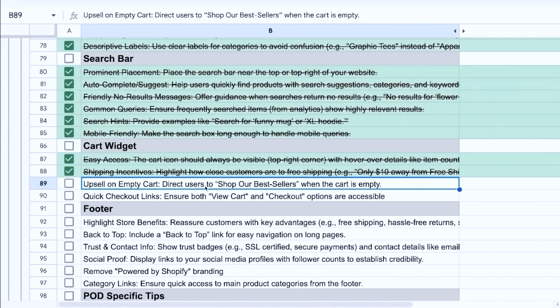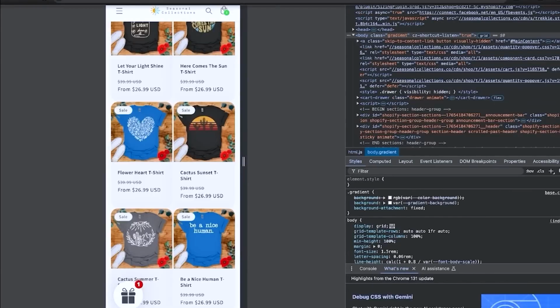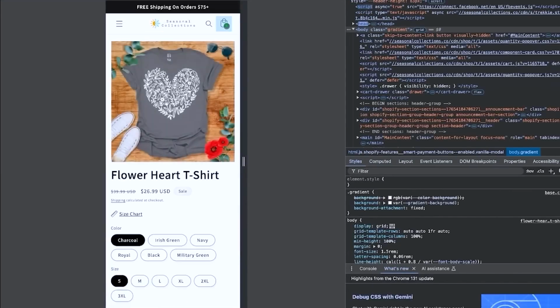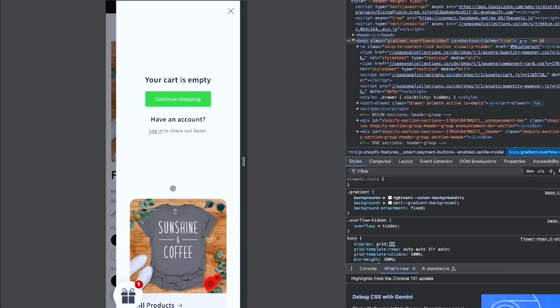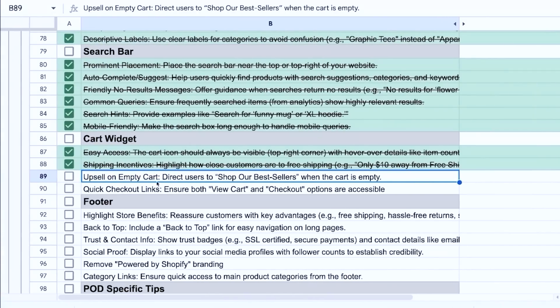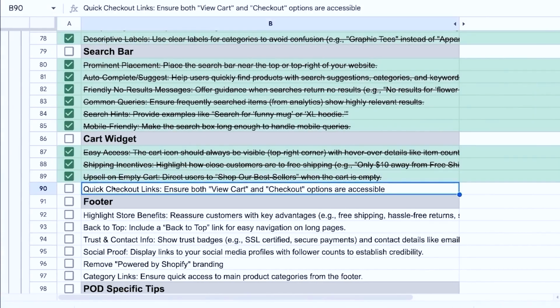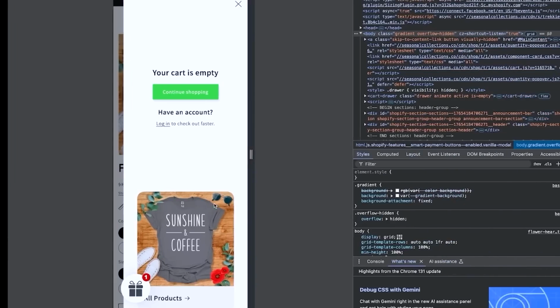Then upsell on an empty cart. So this is one that we have where if I delete the products from the cart, see how it shows all products or continue shopping. Those are the buttons that we're talking about having on the pages, like the empty pages. Then quick checkout links. So ensure both view cart and checkout option are accessible.